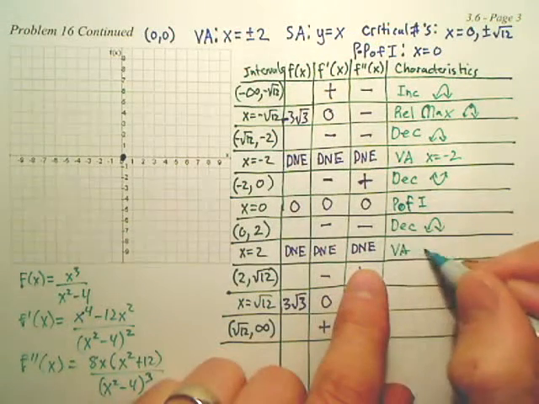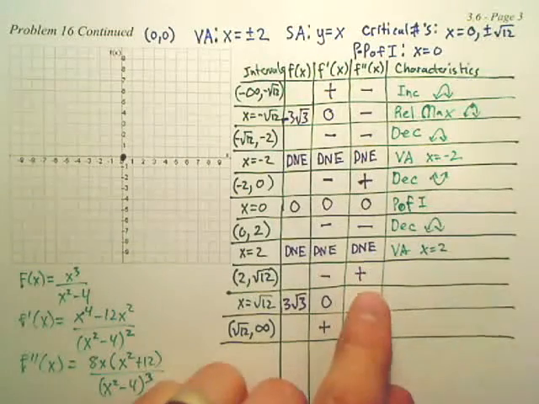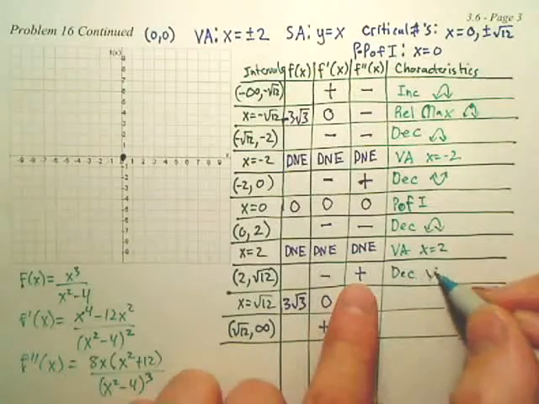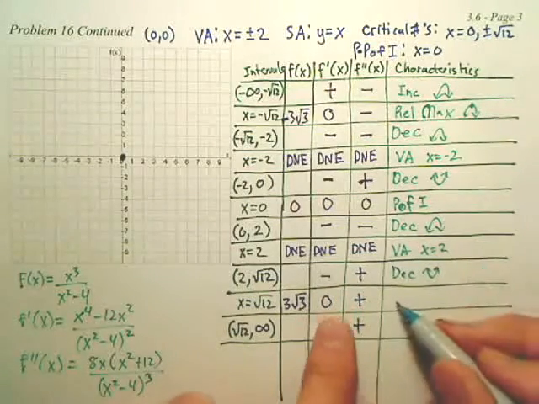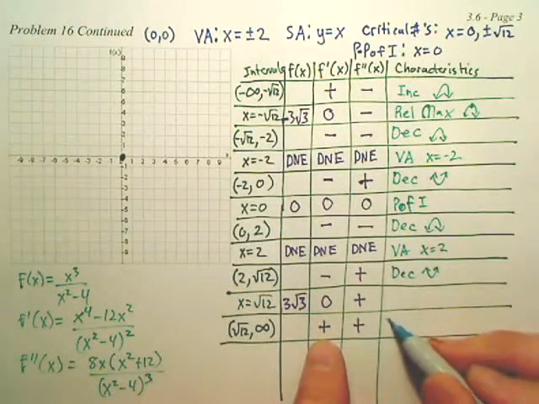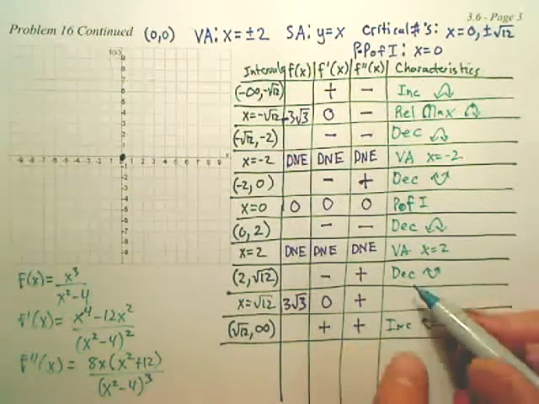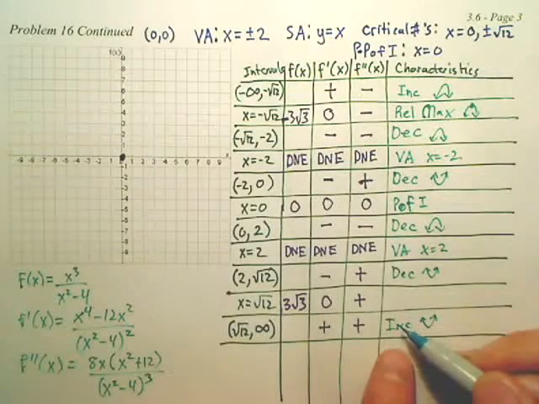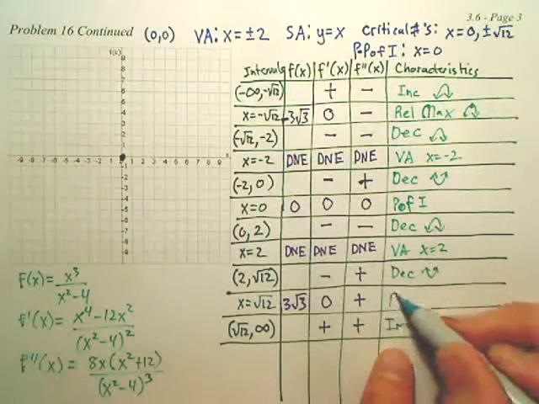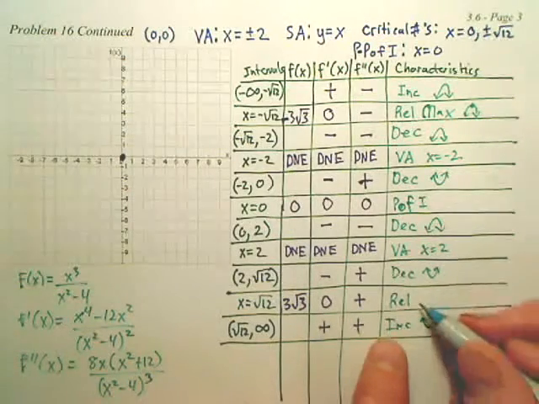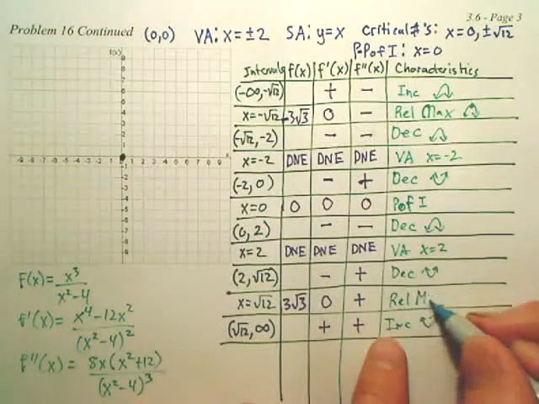Got another vertical asymptote, x equals 2. Here we got decreasing and happy. Here, wait, let's skip it. We got increasing and happy. So if it goes from decreasing to increasing, it's a relative what? It's a relative min.